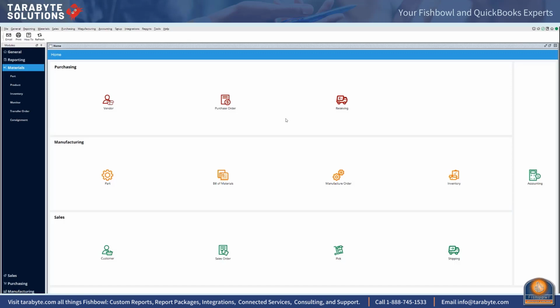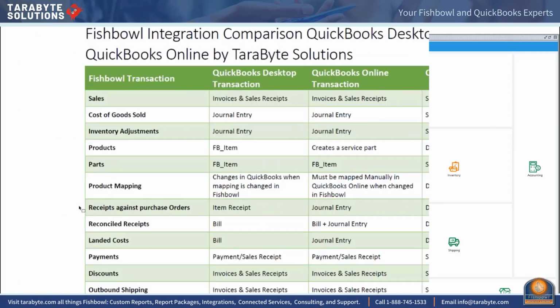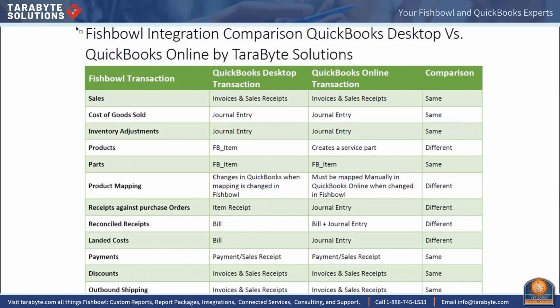Anyway, today we're going to talk about the integration with QBO and the integration with QB Desktop. So right here, I'm going to bring up a little comparison chart. Certain things are exactly the same and certain things are different. So sales are the same, cost of goods sold is the same, inventory adjustments the same.